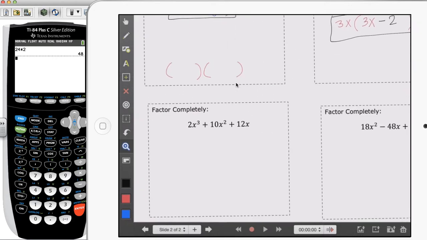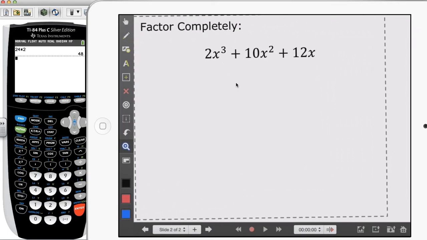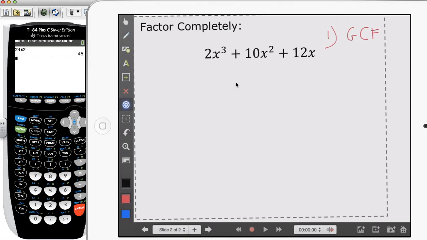Now let's see how we factor if we have three terms. You always start with the first step. Try to find a greatest common factor. Let's see if we have anything in common. Now this is a 2, this is a 10, and this is a 12. As you can see, they're all even. So 2 should be in common. Now let's look at the variables now. This is x to the third, this is x to the second, this is x. So this has x, x, x, this has x and x, this only has one x. So there's only one x in common.